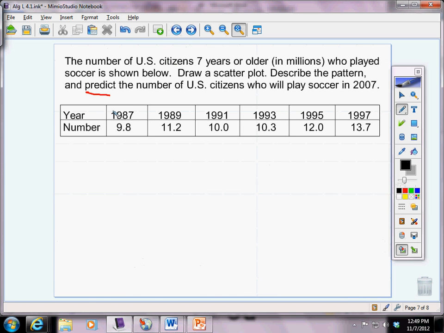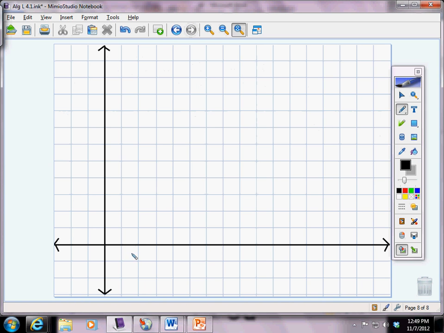So my first year I'm starting with is 1987. So I'm just going to start right here. This is going to be 1987. And I'll say this is 1989. Then this is going to be 1991, 1993, I hope I'm doing this correctly, 95 and 97. And so these, of course, are our years.